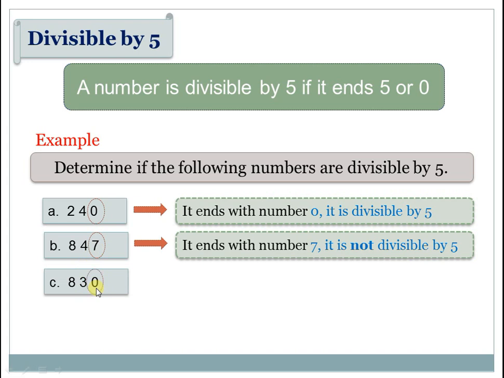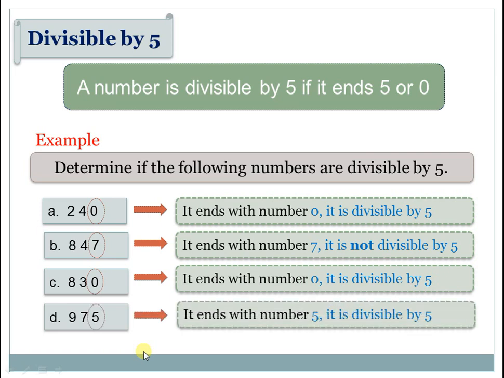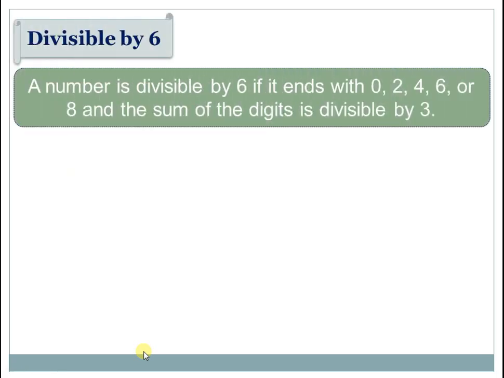Yes. Then we could say that 830 is divisible by 5. What about 975? Is it divisible by 5? The answer is yes. It is divisible by 5. Let's move on to divisible by 6.